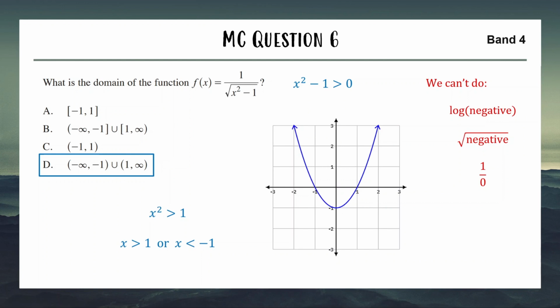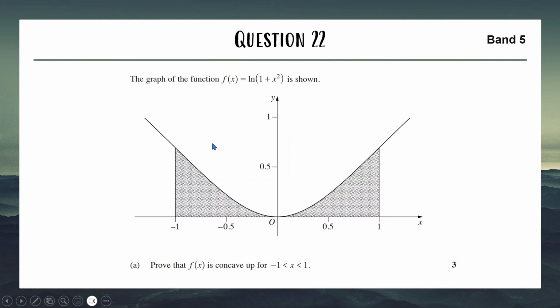Okay, let's now dive into a few of my favorites from section 2. We're starting off with question 22a. For 3 marks at a band 5 level, we have the graph of the function log of 1 plus x squared shown below. For part A, we just want to prove that this curve is concave up between negative 1 and 1 as shown in the diagram.